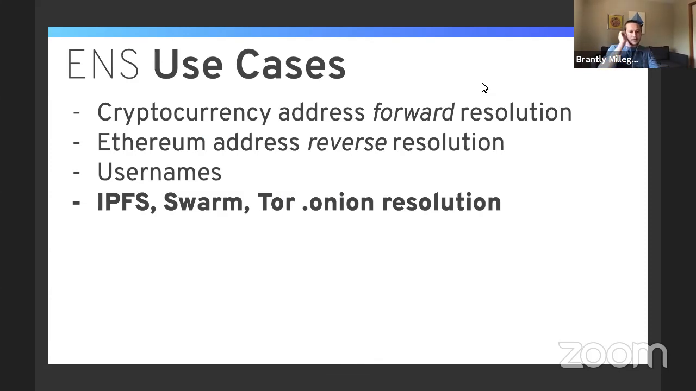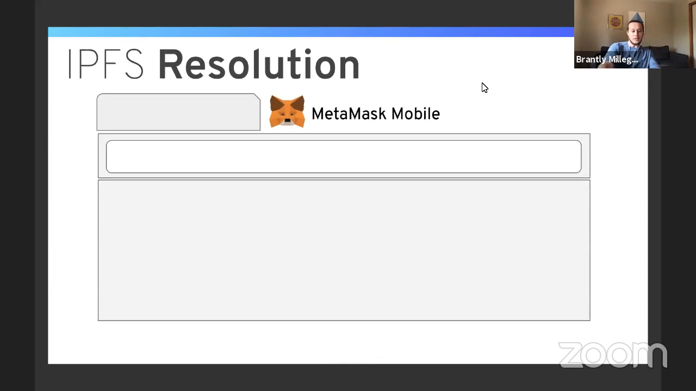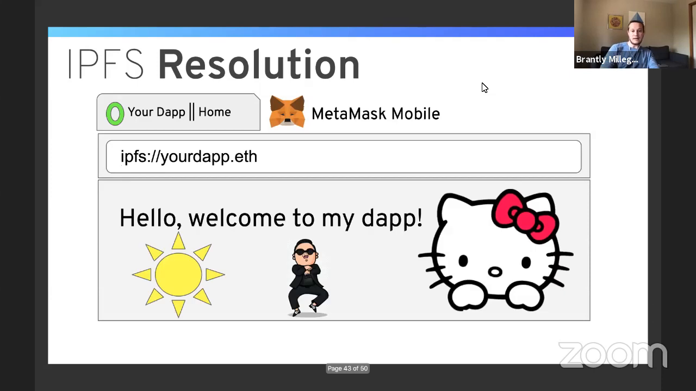Another use case: IPFS, Swarm and Tor .onion resolution. So you want to make your dApp totally decentralized: upload it to IPFS, put the hash in our content record. Now people can access that. Let's say you're in MetaMask Mobile, which supports ENS and IPFS websites. You put in your dApp.eth, and it loads the website.